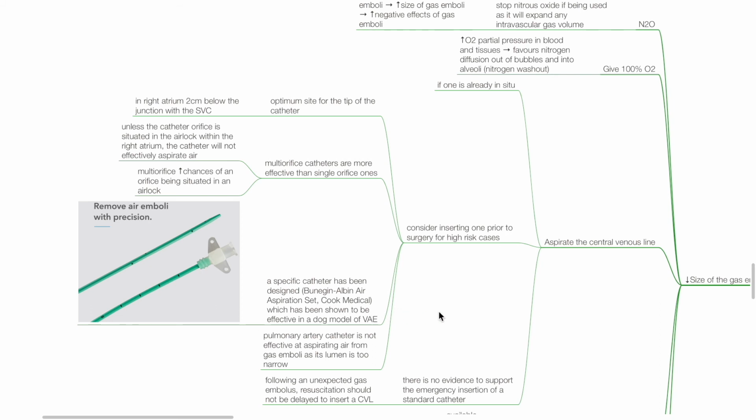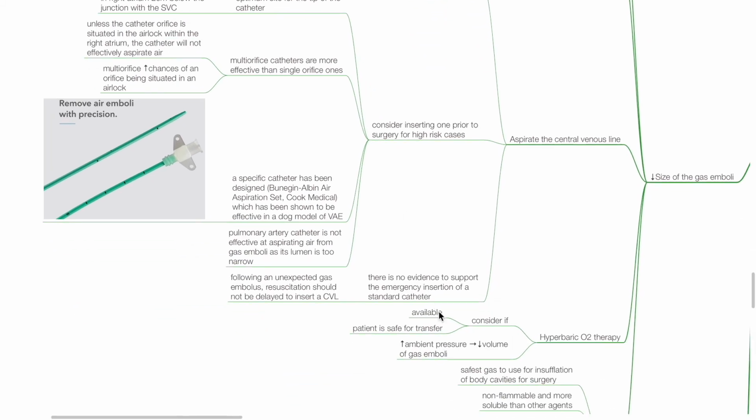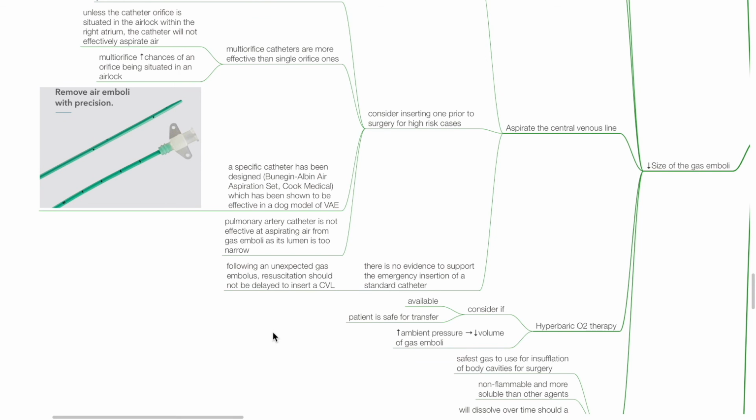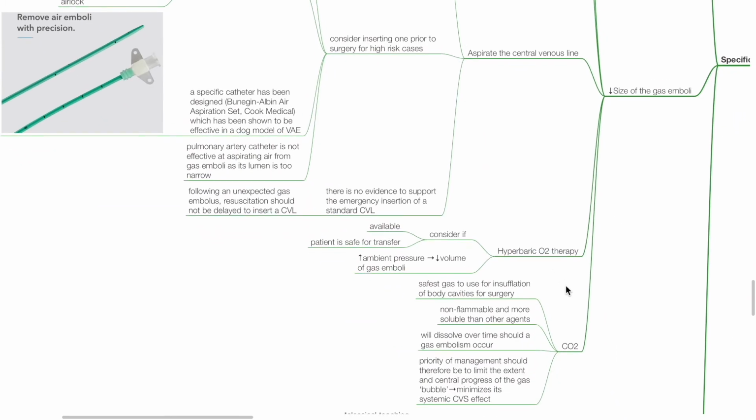Pulmonary artery catheter is not effective at aspirating air from gas emboli as its lumen is too narrow. There is no evidence to support the emergency insertion of a standard CVL catheter. Following an unexpected gas embolus, resuscitation should not be delayed to insert a CVL. Consider hyperbaric oxygen therapy if available and the patient is safe for transfer. Increases in ambient pressure reduce the volume of gas emboli.